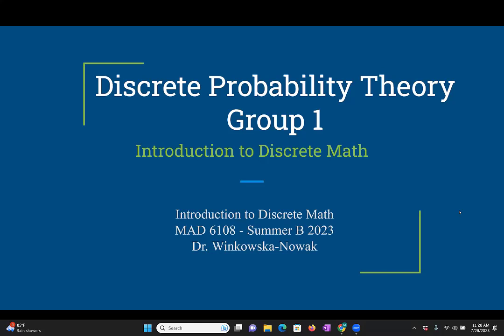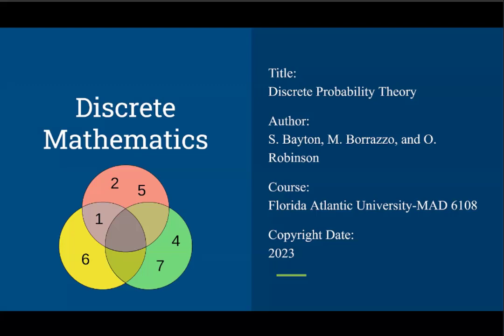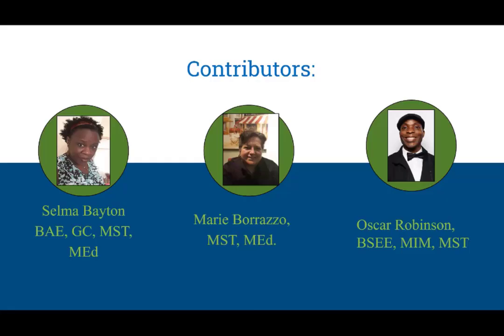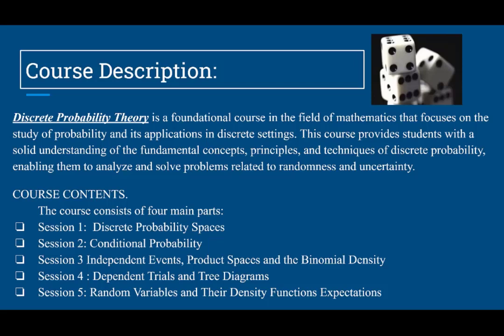This recording is Discrete Probability Theory, by our group 1. It is an introduction to discrete mathematics for the course MAD 6108. Our topic: discrete probability theory. My name is Elma Baton. Murray Barrazo. Oscar Robinson.